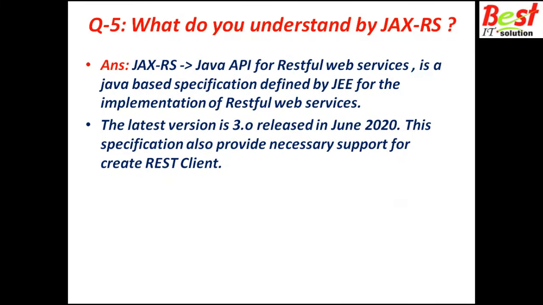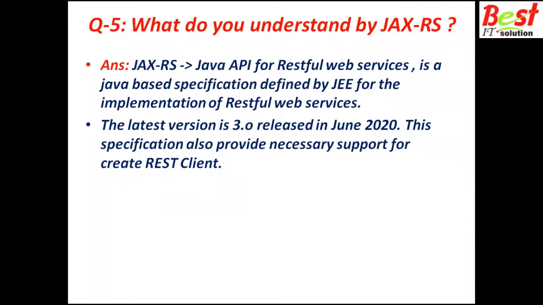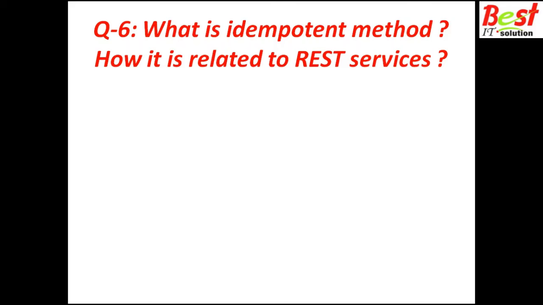The latest version is 3.0, released in June 2020. This specification also provides necessary support for creating a REST client. Simply, you can say we can create a REST application with RESTful Web Services using JAX-RS. The next question is, what is an idempotent method and how is it related to REST services?